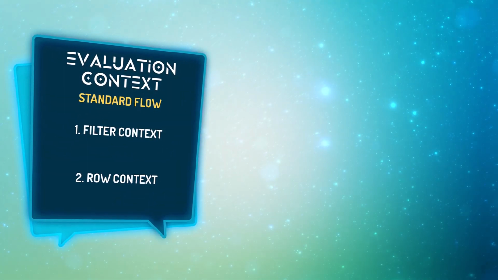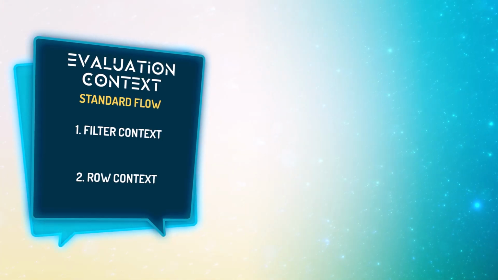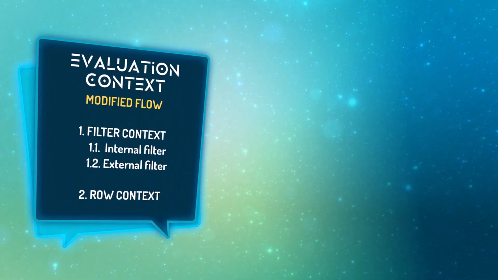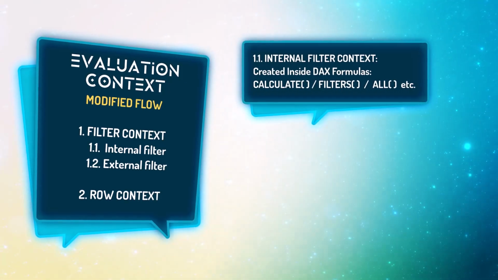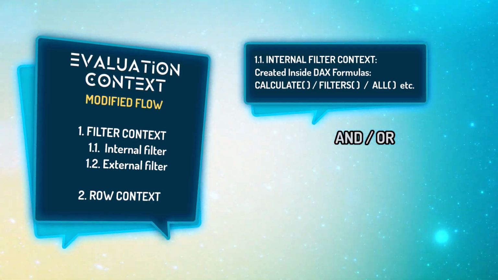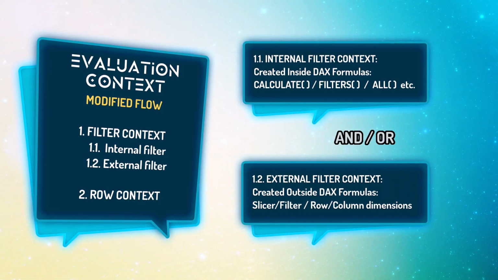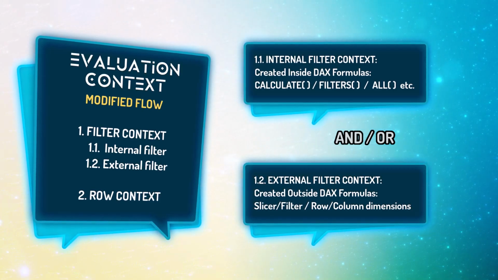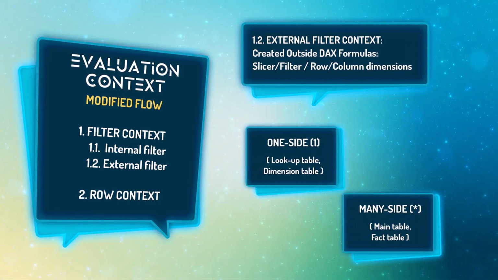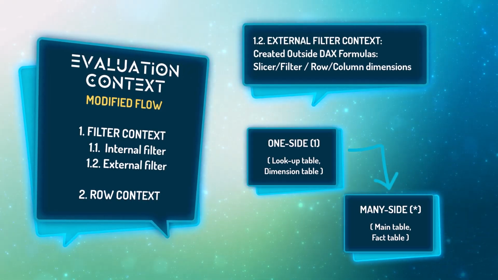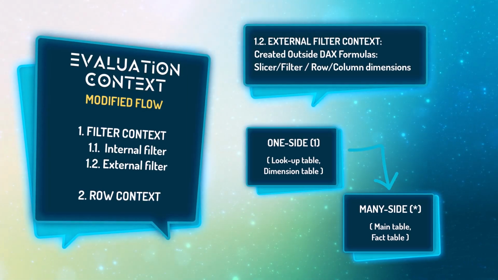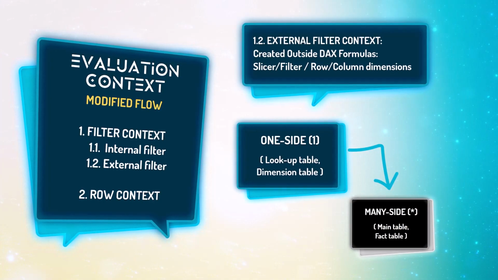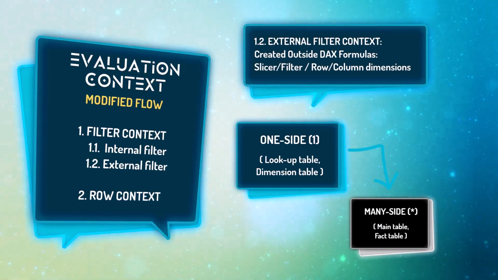So to recap, the fundamental of every DAX formula is the evaluation context, which consists of filter context and row context. Filter context can be modified by the DAX formula, that is called internal filter. Filter context can also come from outside of the formula, like a filter, slicer, row, or column dimension. That is called external filter. When using external filter within a data model where multiple tables are involved, pay attention to the table relationship because filter can only flow from the one side to the many side. Therefore, it's best to use the one side as the filter to avoid unwanted results.